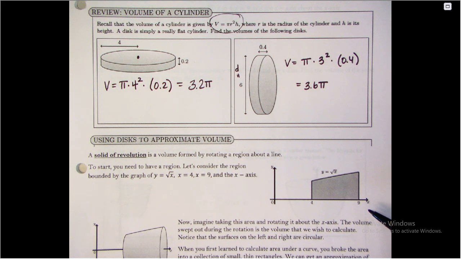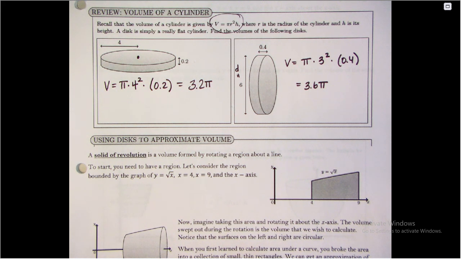Now imagine that you took this area and maybe you have almost like a spiral notebook here, and you're able to fling it around so that it wraps around and around and around the axis and traces out a three-dimensional object. Right? So imagine you took this area and rotated it about the x-axis. The volume swept out during the rotation is the volume that we wish to calculate. Notice that the surfaces on the left and right are circular.